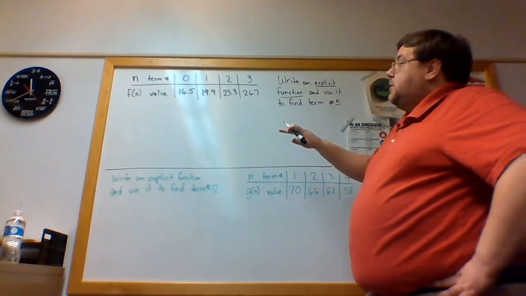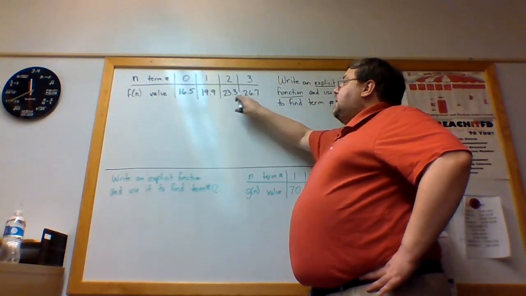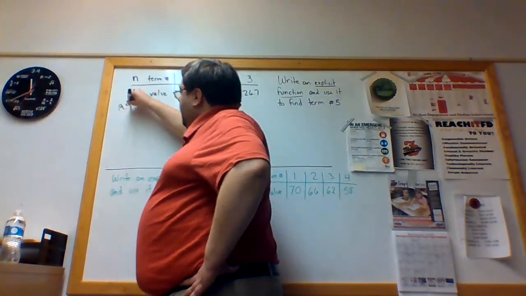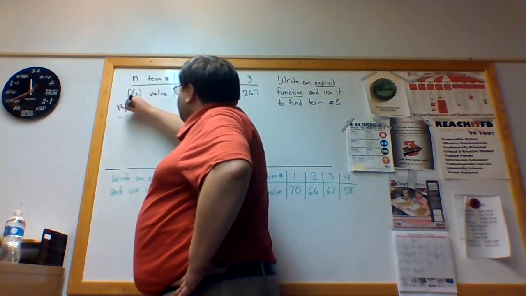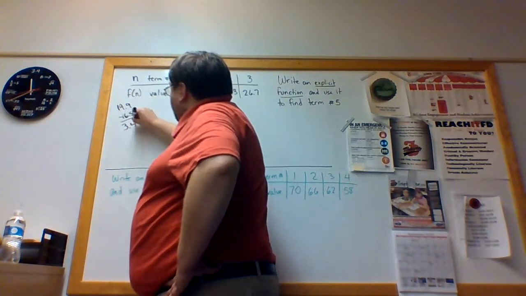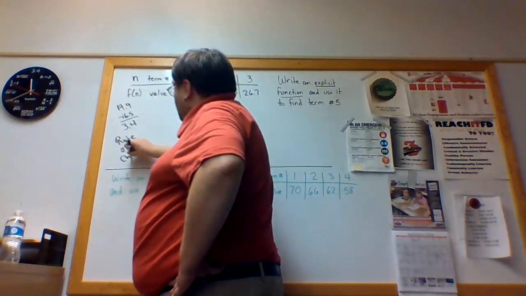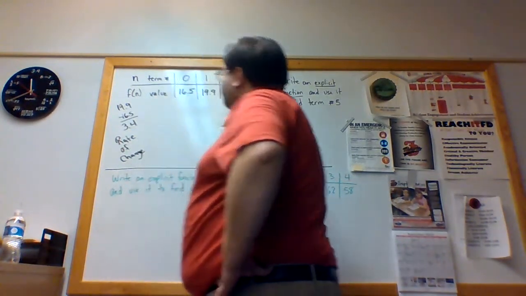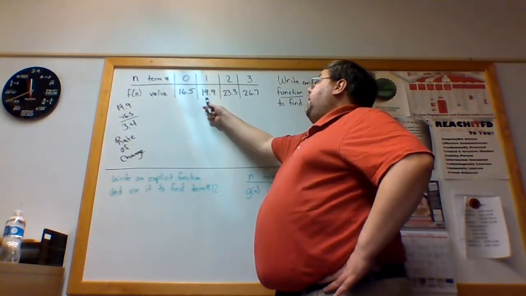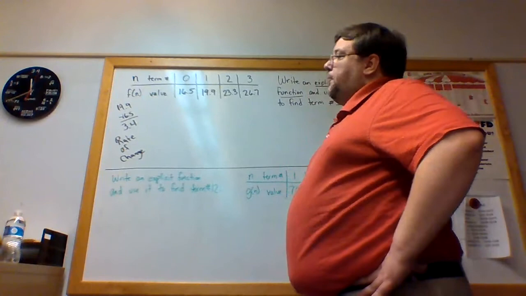Since I've already given us the hint on this one that it was arithmetic, then I know that these are adding the same amount every step. So I'm going to use that next minus previous. 19.9 minus 16.5 is a 3.4 rate of change or common difference, whichever word you prefer. So as I look at this, it's going up by 3.4, these are positive changes. Up by 3.4 every step.